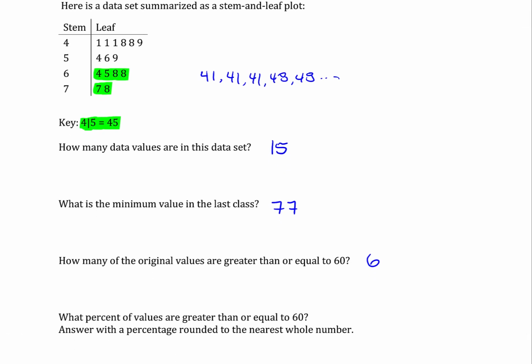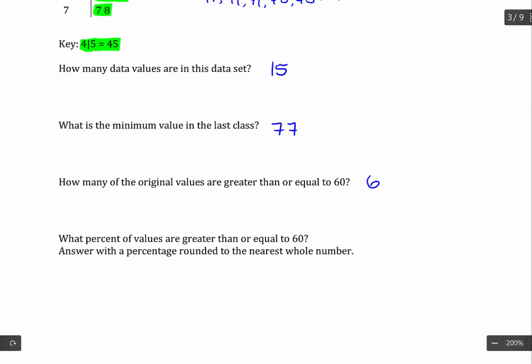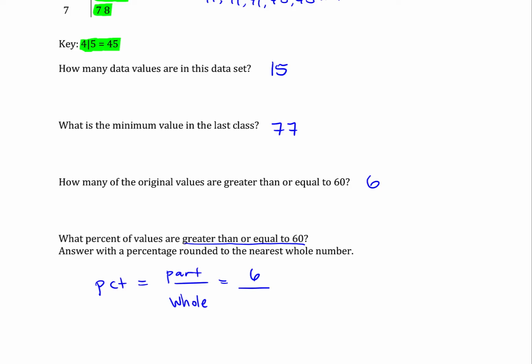What percent of values are greater than or equal to 60? So a percentage is always given as a ratio of a part of something to the whole thing. So the part in this case is the number of values that are greater than or equal to 60, which we already found in the previous answer. The whole is the number of values that we have total. And we actually already got that in the first question, so 15.